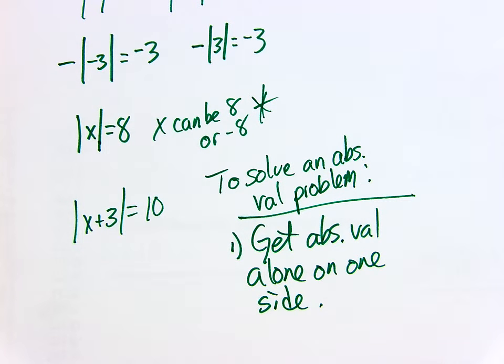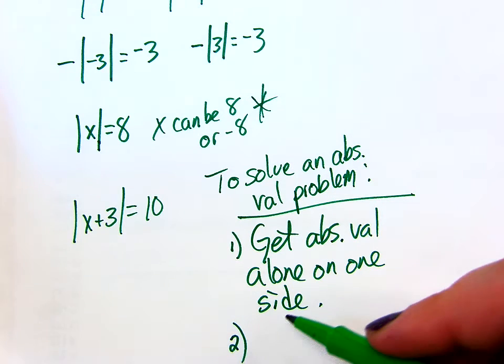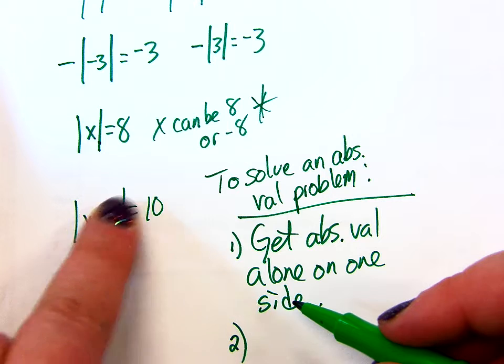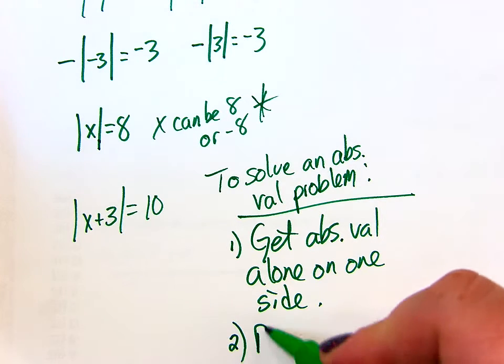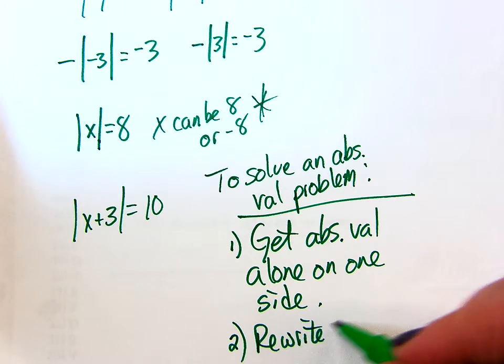That's always going to be step one. Oftentimes it'll be done for you, like in this case it is already by itself, so I don't have to worry about that. But if you don't do that, everything's going to be wrong if there was something else there. So it's crucial that you get the absolute value alone first. Then, because whatever is in here could equal +10 or -10, I really have to solve two separate equations to get my two answers. So I'm going to rewrite the equation twice.